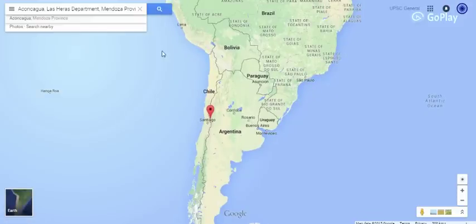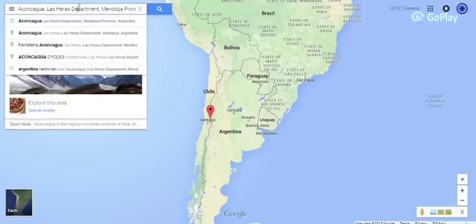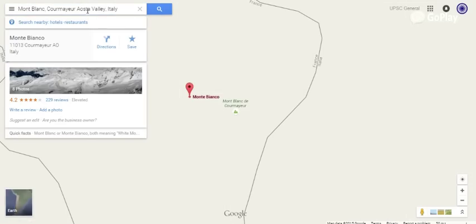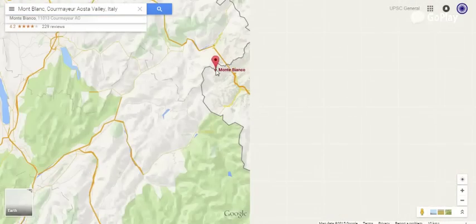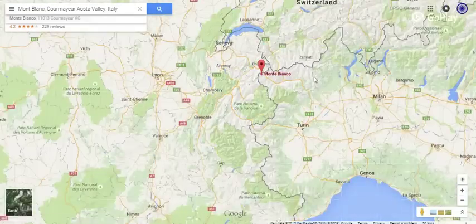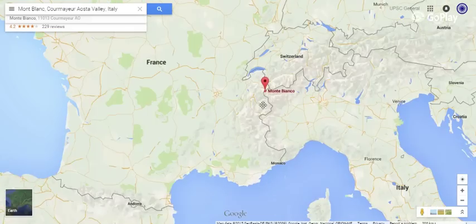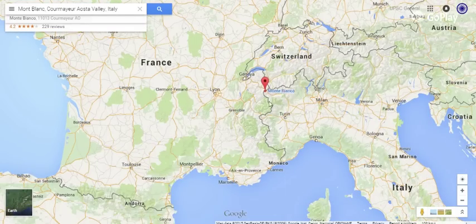Next, let's look at Mont Blanc. Mont Blanc is in Italy, and it is the highest peak in the Alps mountain range. This is the Alps.